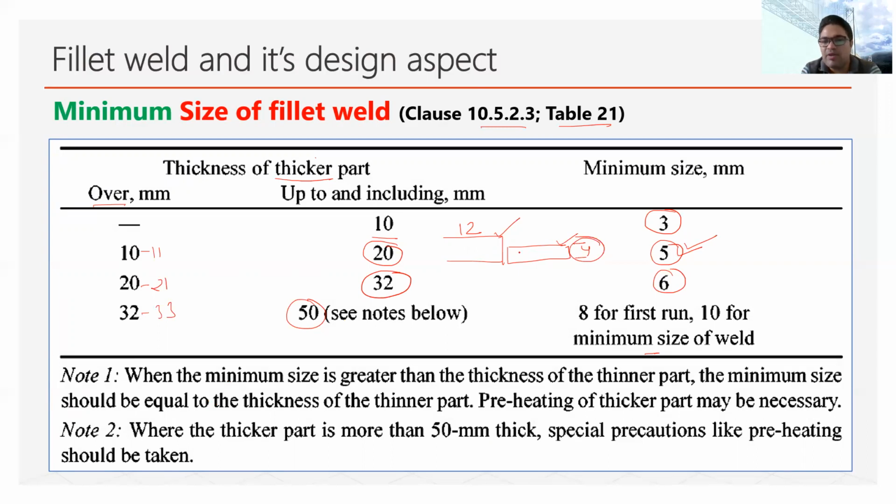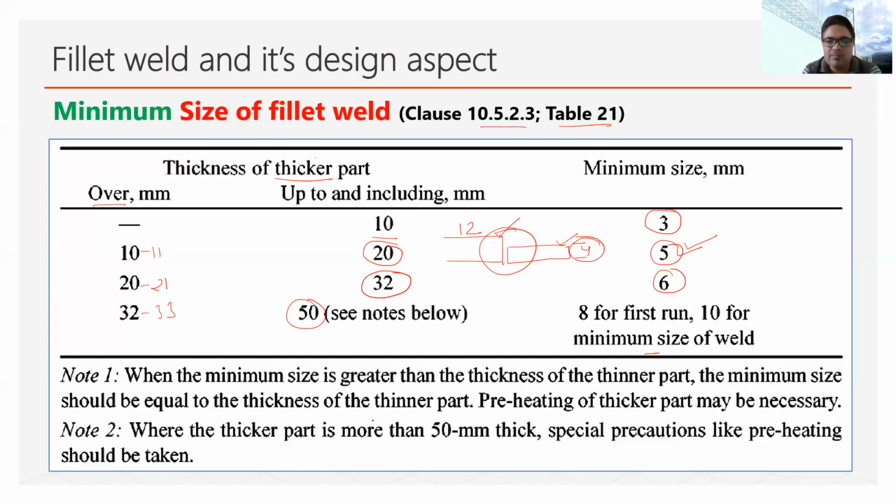Generally, this is a very rare case, but if it happens, then we follow the proper standards as per the IS code. Generally, when we join two plates of unequal thickness, to get fusion to take place between these two metals, sometimes what we do is we initially preheat the plates so that the fusion can take place between them properly.